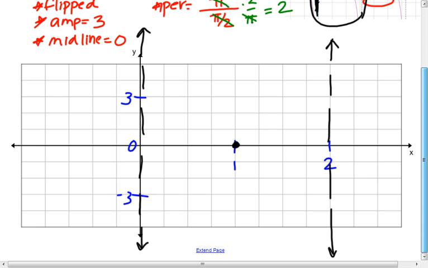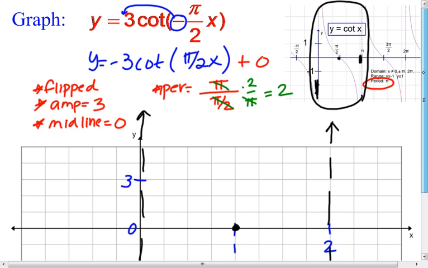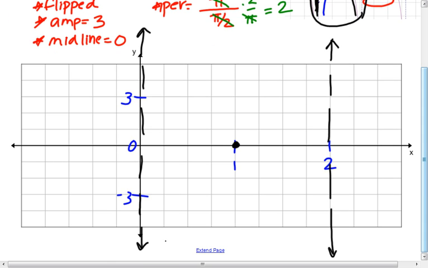Now, this is a cotangent curve, and so normally cotangent does look like this. However, this graph is flipped, and so instead of it looking like that, it's going to go the other direction and look like this. Okay, because it is flipped, and that's what happens when you flip a cotangent graph. So, that does it.